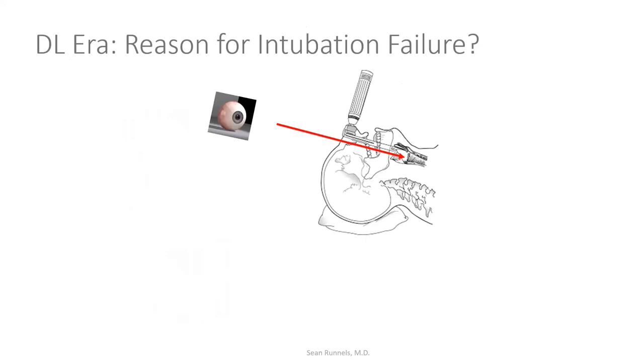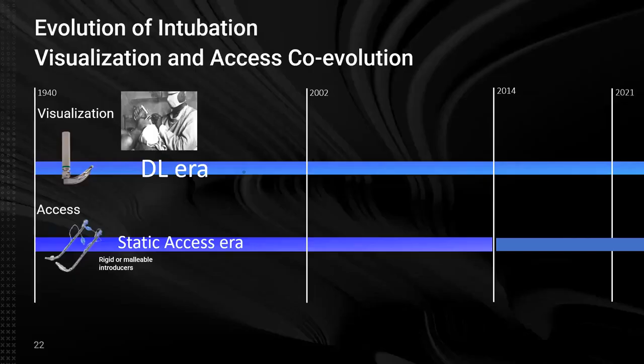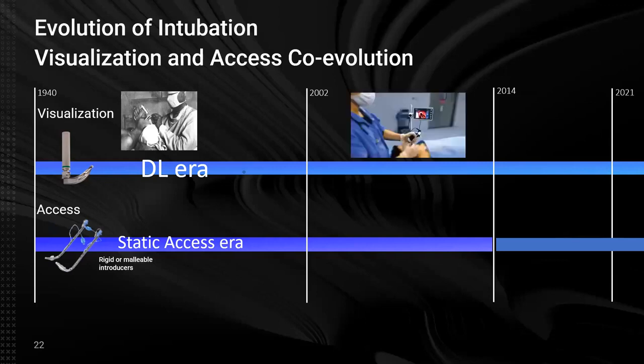So why did we fail during the DL era and why do we fail with DL now? Is it tracheal access or is it visualization? It's a failure of visualization. If you can't see the vocal cords, you can't even try for access. So almost all of our failures failed at the visualization point. And that's important because that is the pressure that drove the next evolution of the visualization line, and that was the video laryngoscope. Now we can indirectly view, we can look around that corner, and that really began the VL era of intubation.